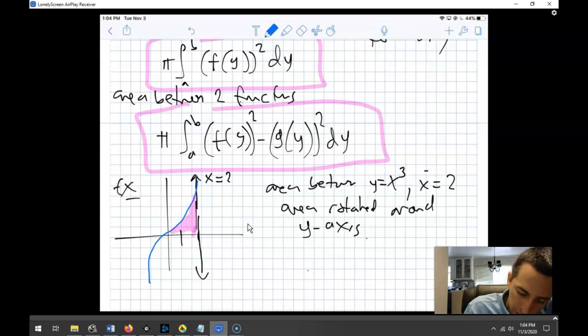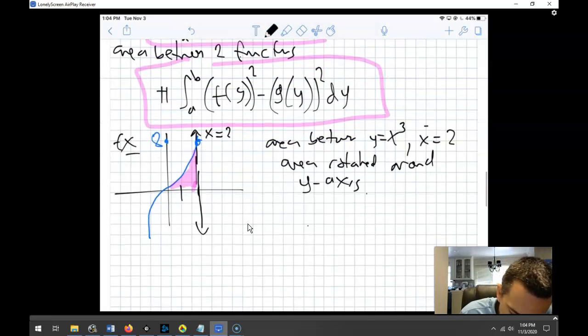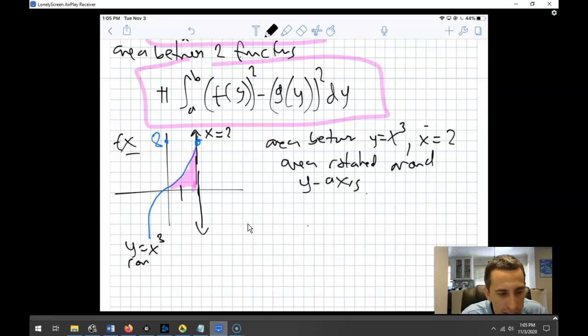Now, by the way, this intersection point here is at 8, right? If you plug in 2, you get 2 cubed equal to 8. So that'll be one of our bounds. So if this is the curve of y equals x cubed, if I'm going to put this in terms of y, I need to convert this to x equals. So I'm going to do x equals the cube root of y. Okay, so great. Let's go ahead and do this.